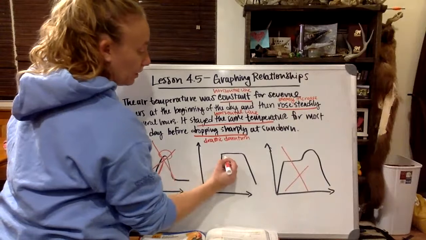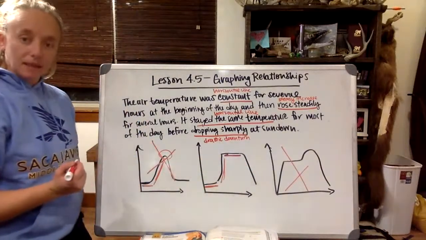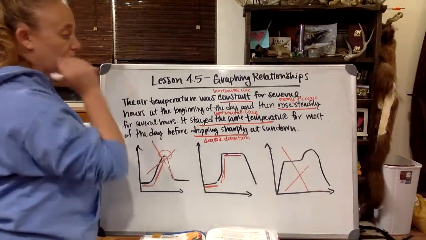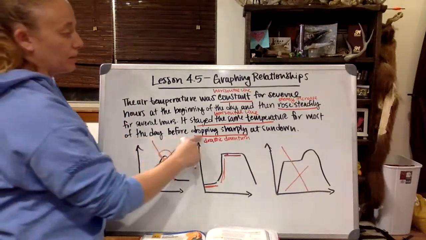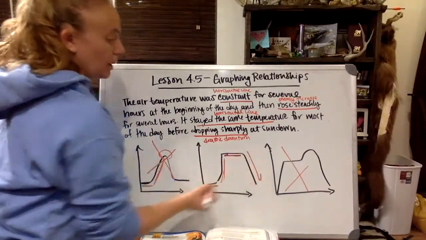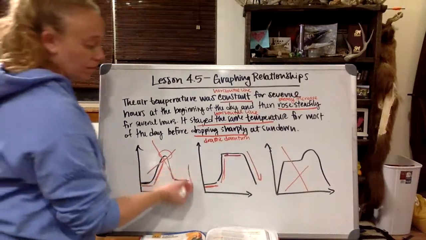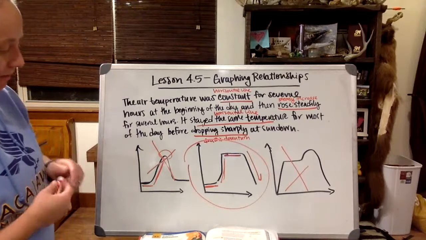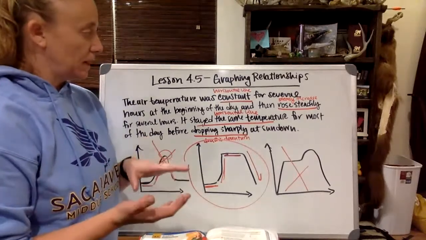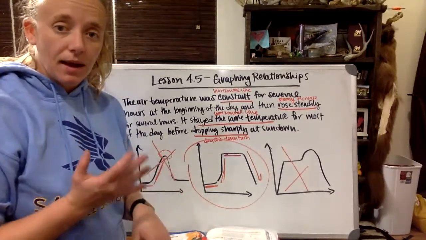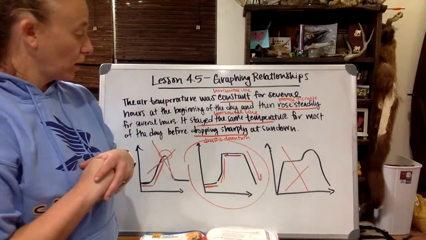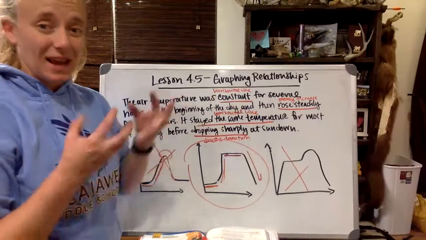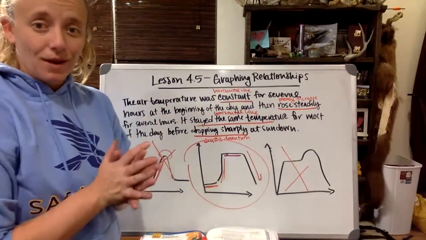This one, however, is staying the same for several hours. So this is that same high temperature of the day for several hours. And then it drops sharply at sundown. So my graph right here is this middle graph. You're going to be doing the same thing with some verbal descriptions. Your job is going to be to decode them and then identify which graphs work best. And you'll also need to be able to decode things and create the actual graph.